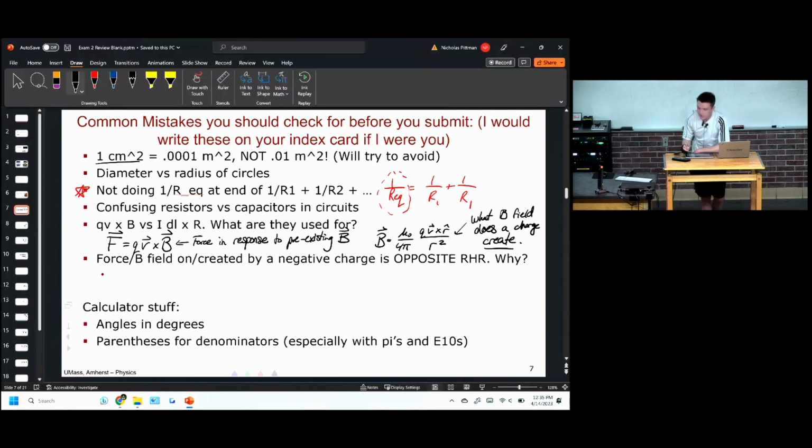Okay, it tells you nothing about what force it experiences if it's in a B field. It only tells you what field it creates. And again, this isn't really a common mistake. It's just a very common, difficult topic.